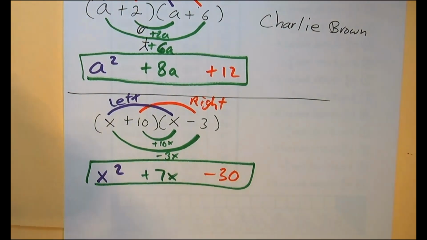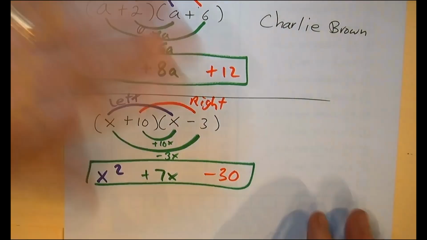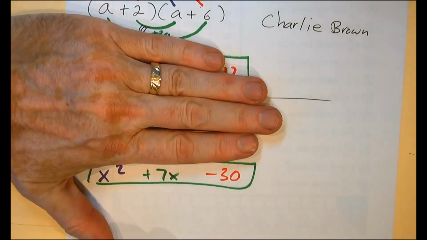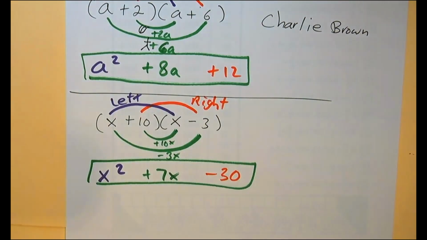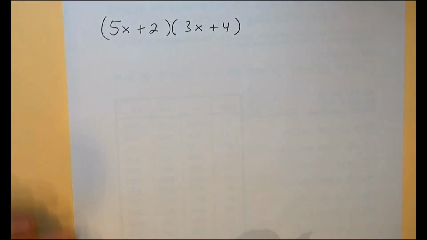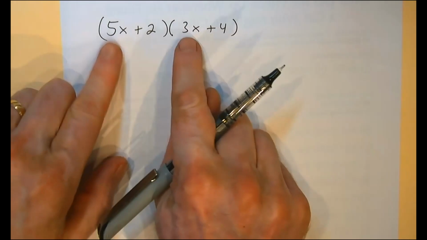Okay, this method I know seems strange, like why do I have to do it? Trust me. You think you can go backwards? Not if you don't know Charlie Brown. Okay, I'm going to put another one up. Look at this. I got new numbers in front.